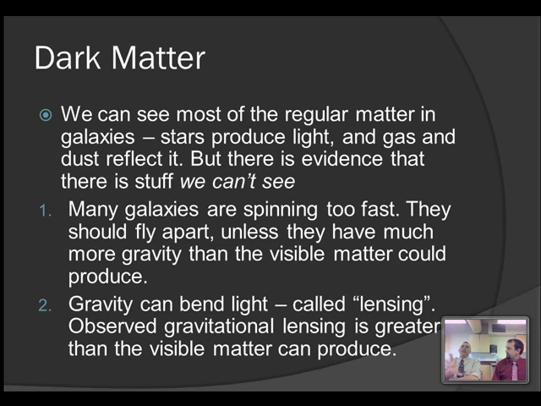The stuff we can see, right? We can see stars and planets and dust and gases and all that kind of stuff, because it gets warm and it glows and it reflects light and it produces light. But there's also strong evidence of stuff that we can't see. What this came from was that they looked at these spiral galaxies that are rotating, and they realized that they're rotating too fast. At the speed at which they're rotating, they should basically be flying apart.